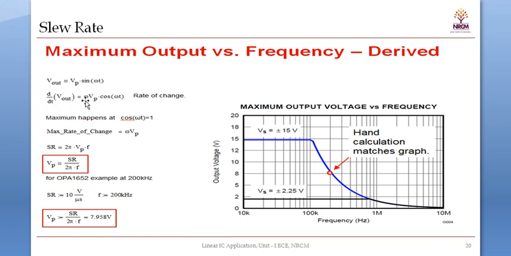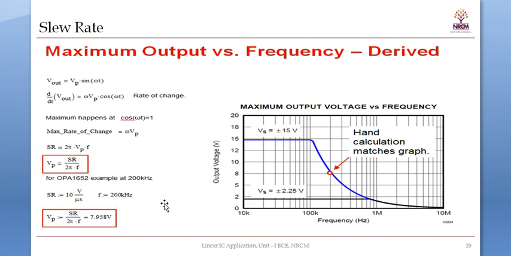So slew rate is omega Vp, since maximum value is 1 here. So slew rate is omega Vp. Omega is nothing but 2 pi f. So 2 pi f Vp. And if you are interested to calculate the slew rate in volt per microsecond, then at that time 2 pi Vp f divided by 10 to the power 6 volt per microsecond. So you can calculate the slew rate in volt per microsecond. You have to divide it by 10 to the power 6.